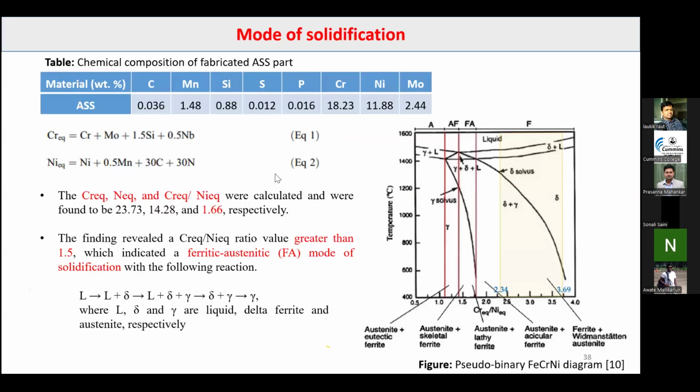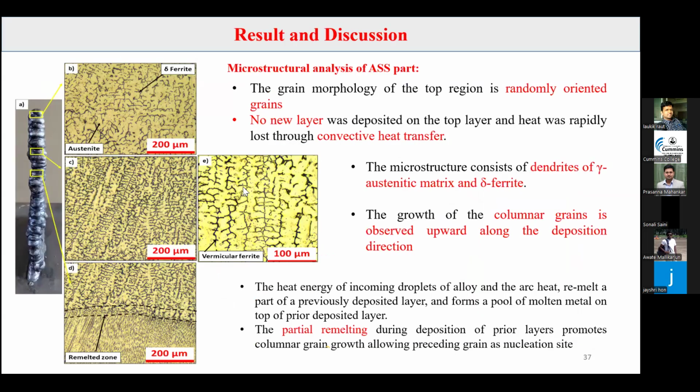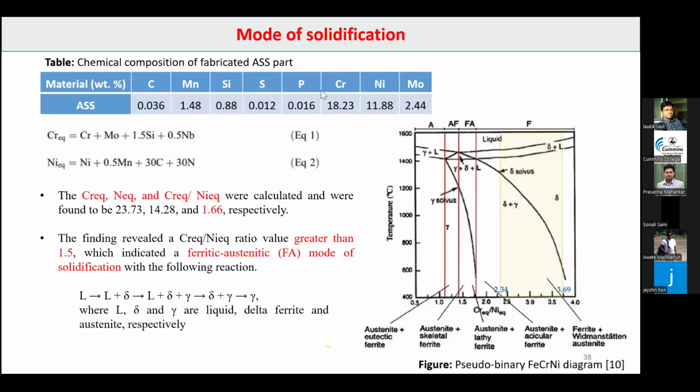Now, for knowing the mode of solidification, because we have to finalize the phases. With this only we cannot finalize or say that this is the exact phase. So for that we have to understand the mode of solidification.